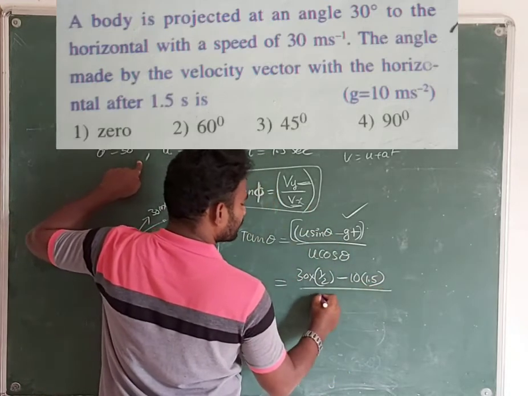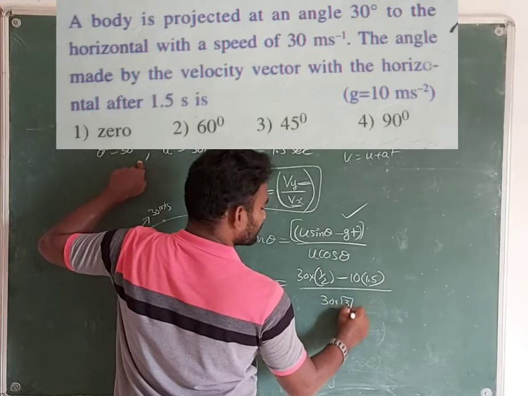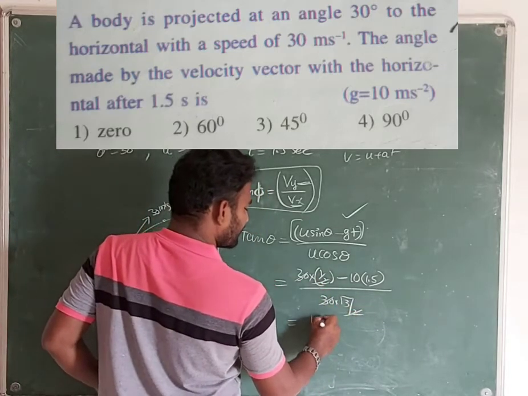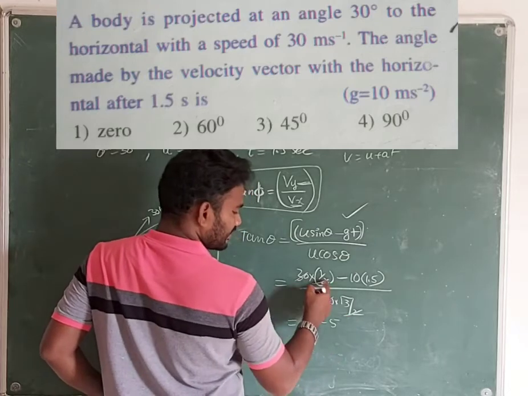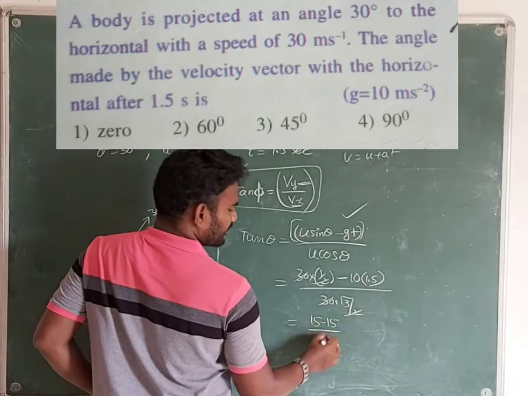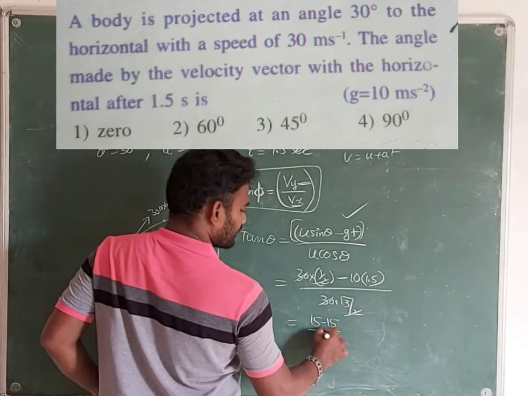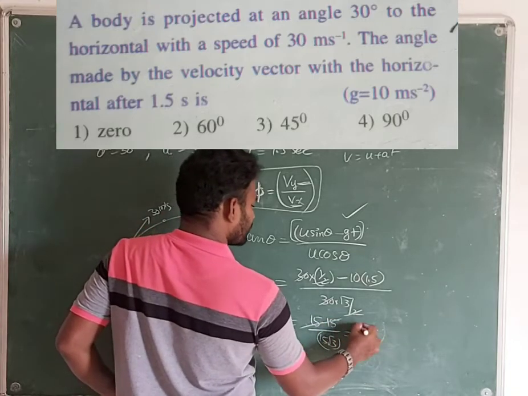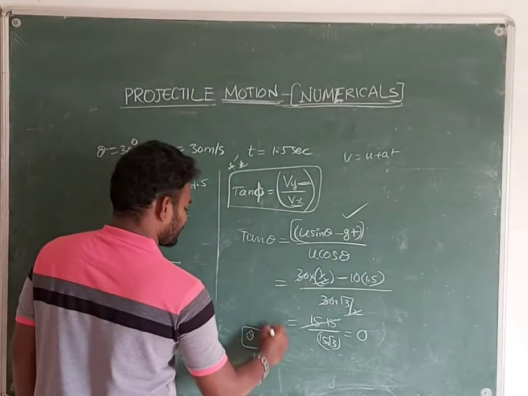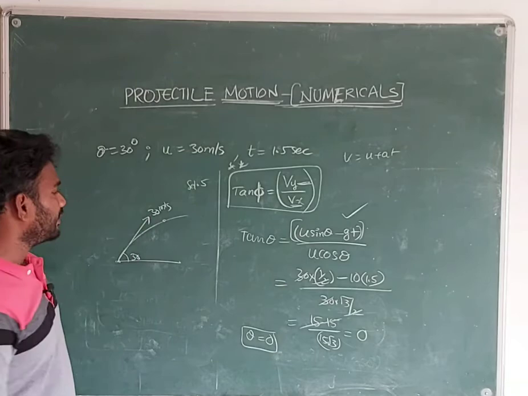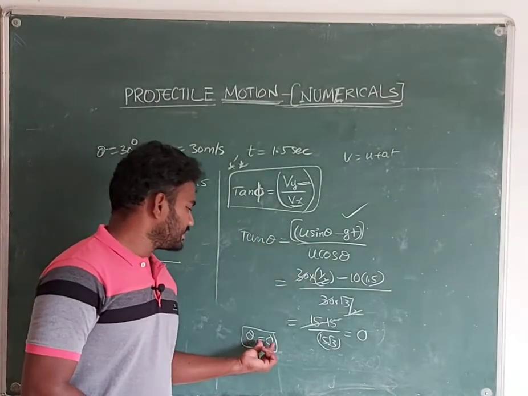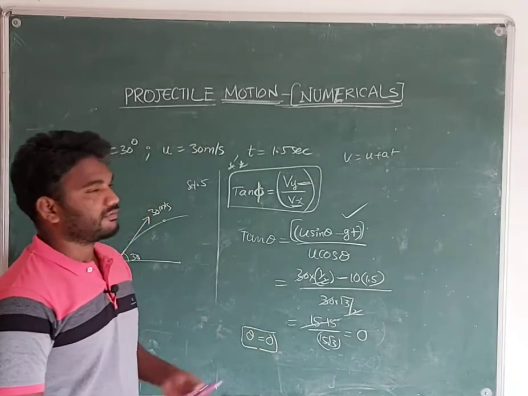Divided by u cos theta. U means 30, cos theta means root 3 by 2. That's all. This cancels. So finally, what you will be getting here: 15 minus 15. See guys, here it is 15 minus 15 divided by 15 root 3. 15 minus 15 is 0, and 0 by anything is 0. So tan theta is equal to 0, theta is equal to 0. That's all. The angle made by the velocity vector to the horizontal is 0. That is how we have to find the answer, students.